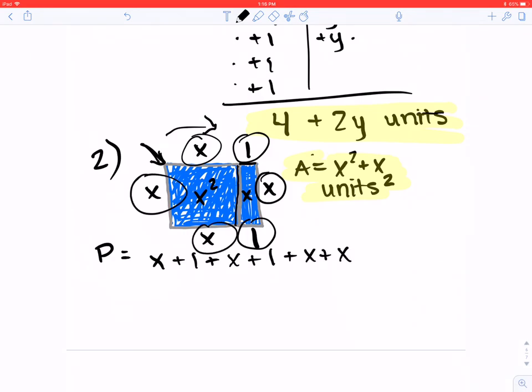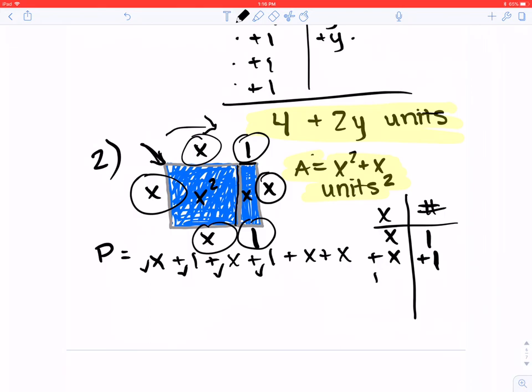And again, I'm going to make my slot machine or categories. I only have 2 categories. I have an x and a number. X, number. Those are my 2 categories. So I'm going to put down my x, plus 1, plus x, plus 1, plus x, plus x. Notice I'm checking it off as I go. I want to make sure that I get every single one because, again, as this gets larger, you're going to miss things. So you really want to make it visual.